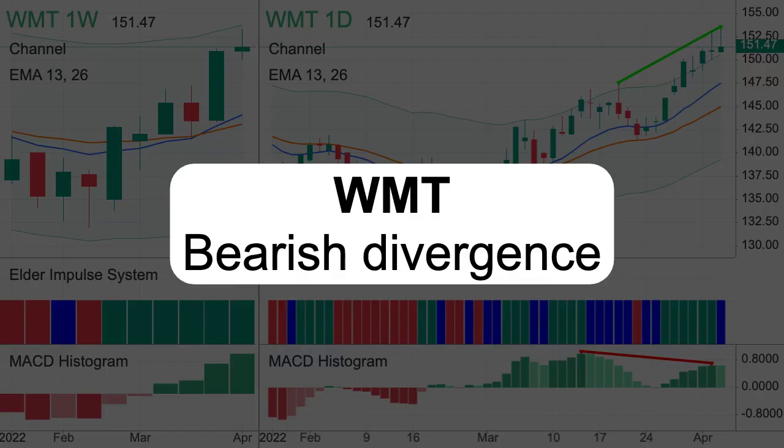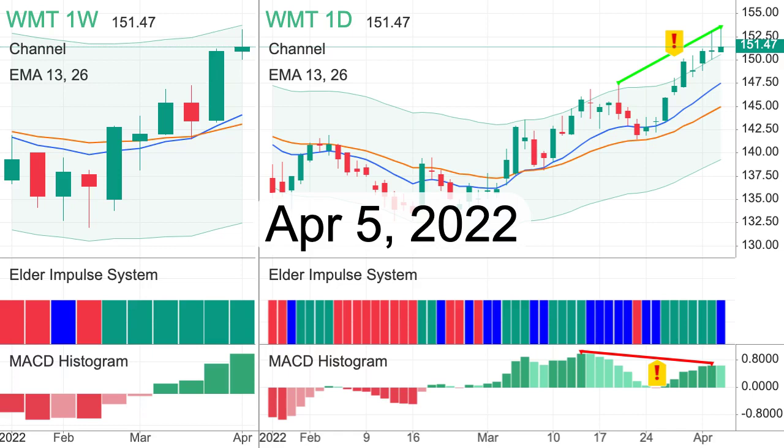Let's consider the stock of Walmart Inc. On April 5, 2022, a bear divergence formed in an uptrend. This is a strong sell signal. There is a first light bar on the histogram. Are you ready to submit a sell order?